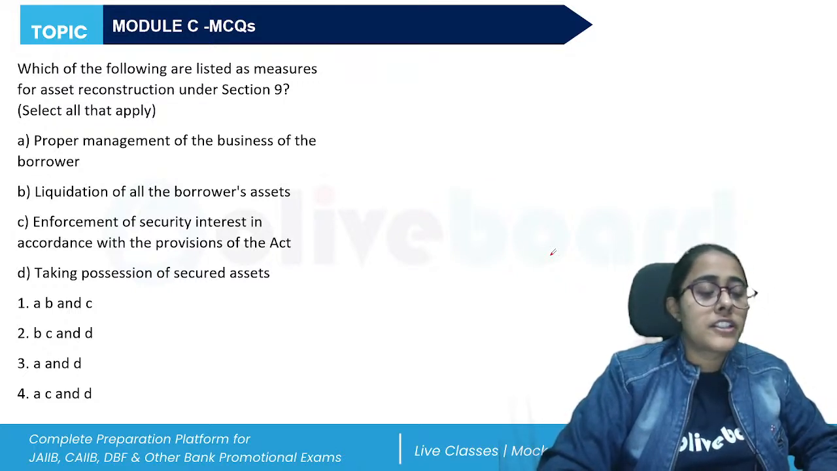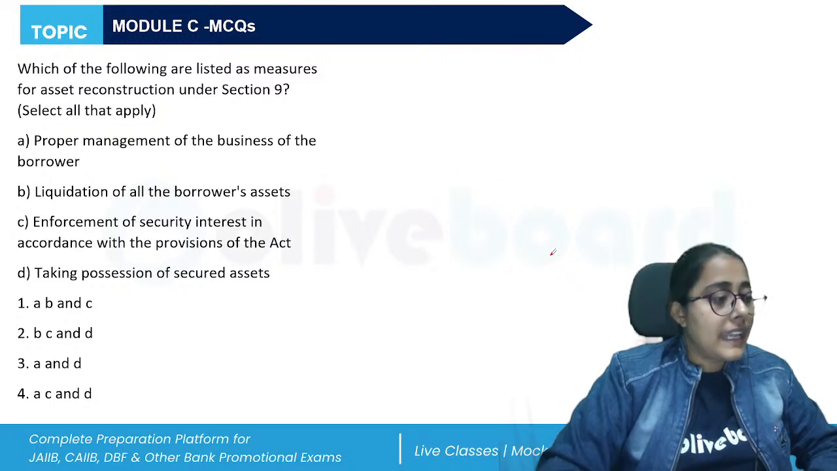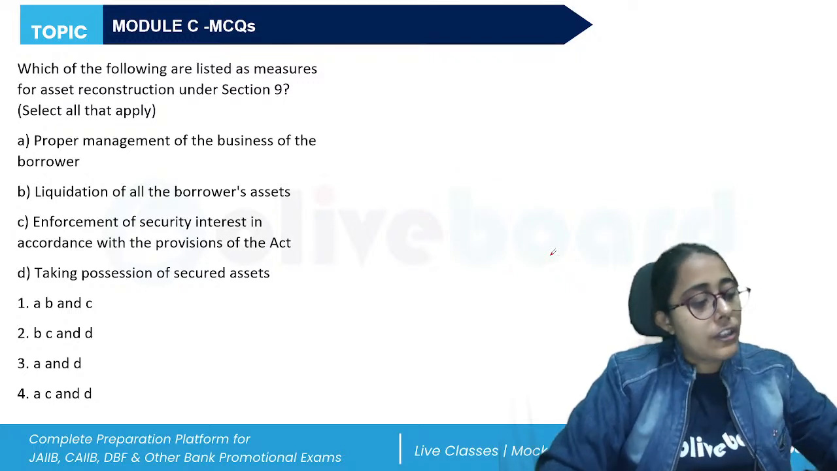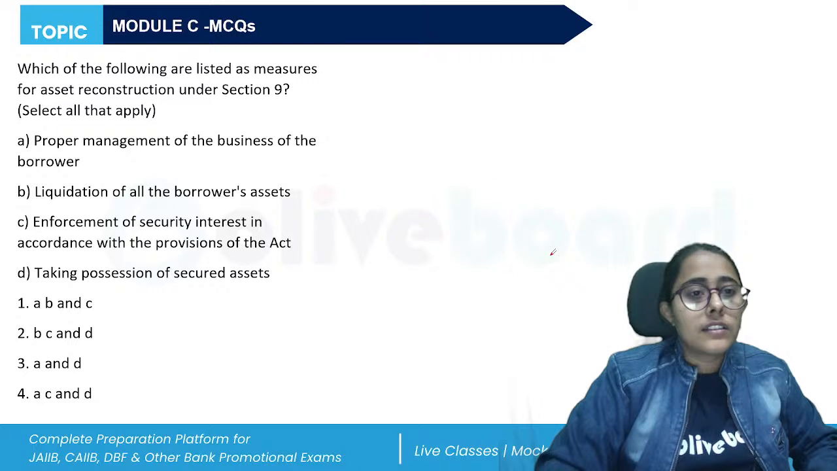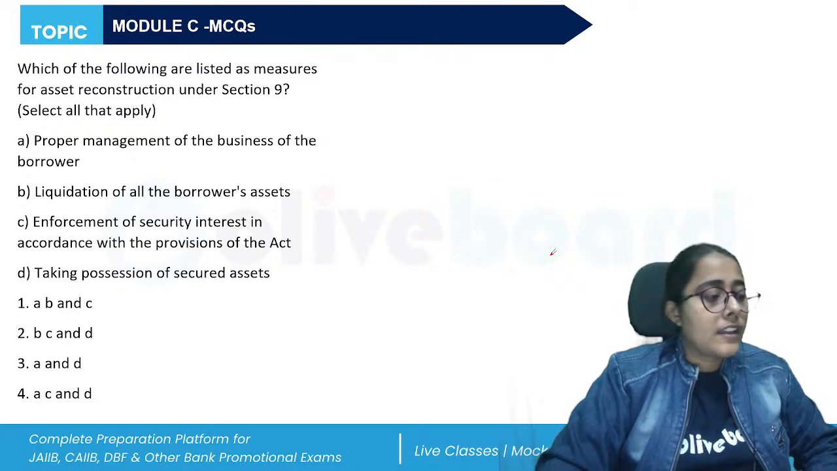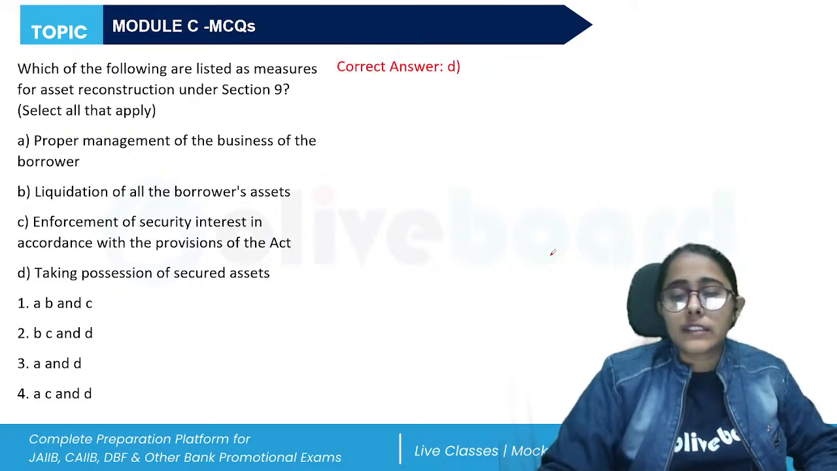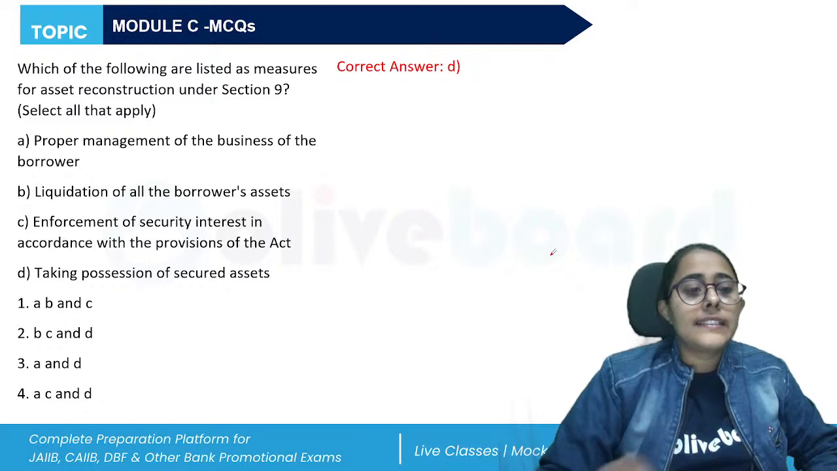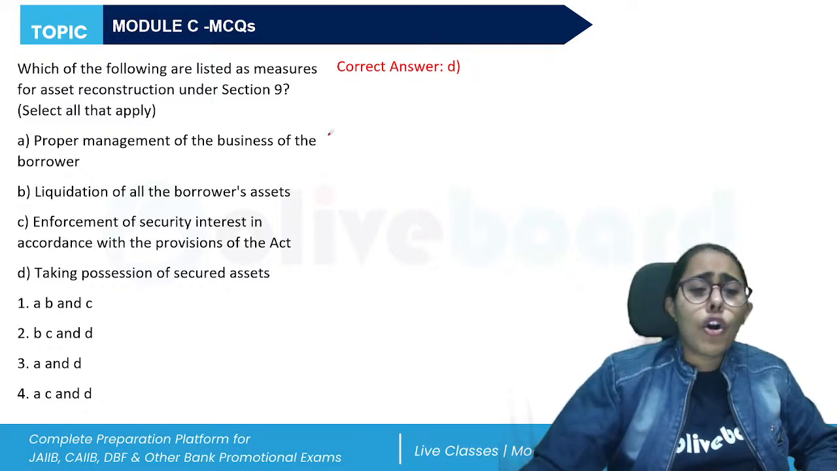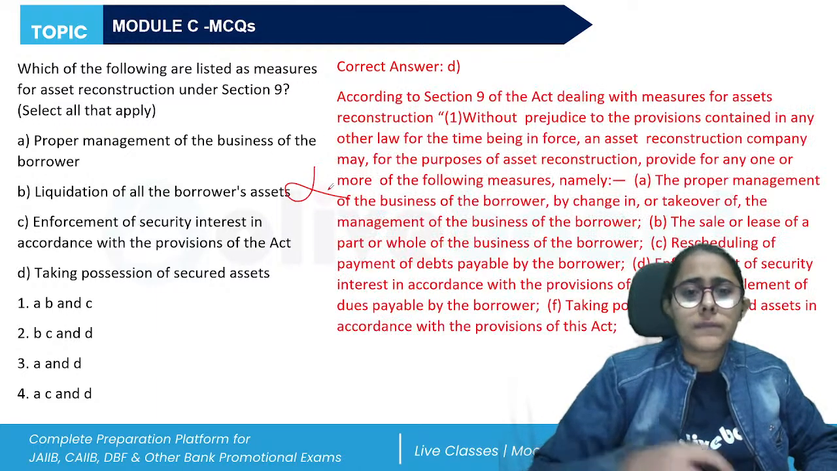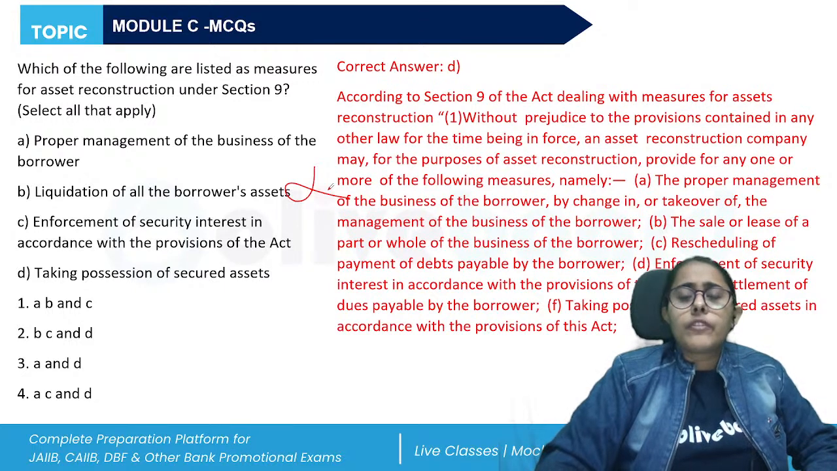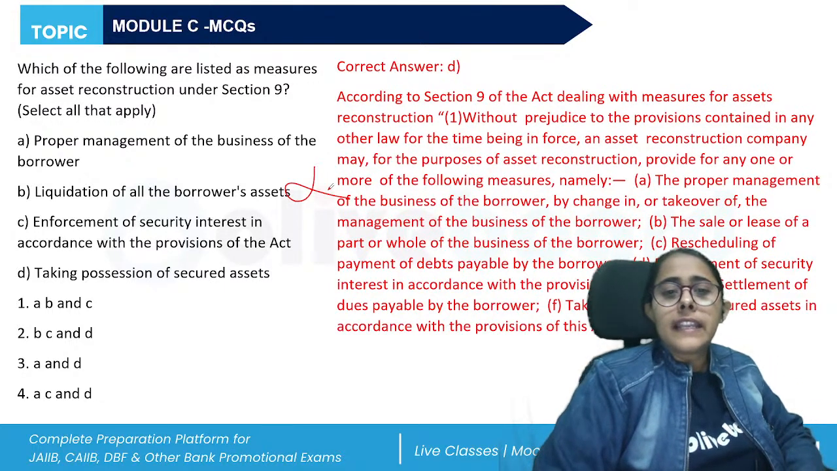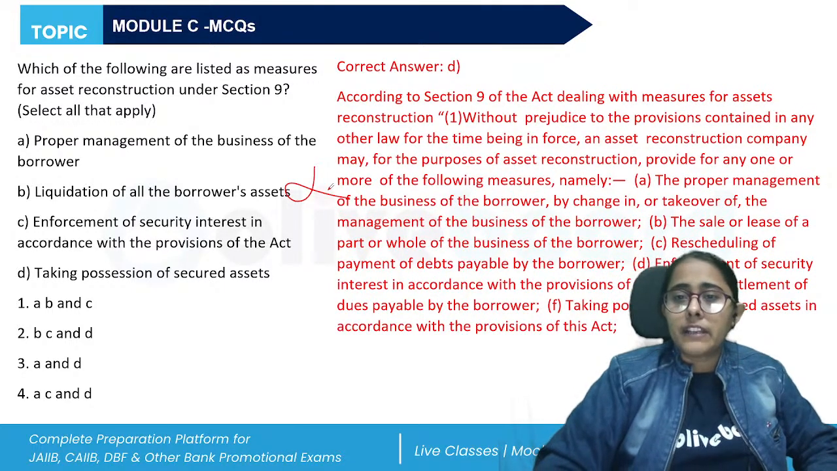Which of the following measures are allowed to be taken when we are trying to recover or reconstruct the debts or the security? So the correct answer is option D, A, C and D. Liquidation of all the borrower's assets is not done. So without prejudice to the provisions contained in any other law for the time being in force, the ARC can provide for any one or more of the measures.